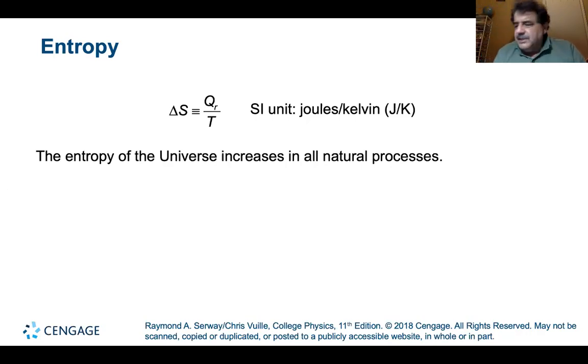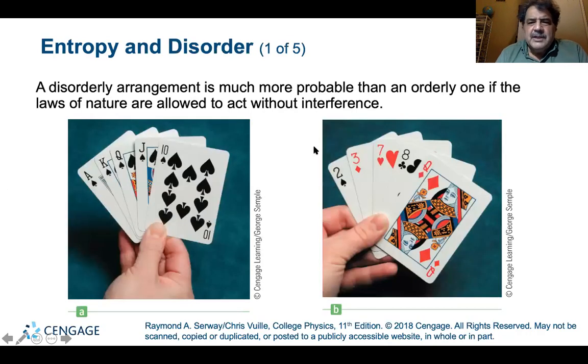So QR is the energy absorbed or expelled during a reversible constant temperature process between two equilibrium states. Here's another way of looking at it: order and disorder. A disorderly arrangement is much more probable than an orderly one in the laws of nature, if the laws of nature are allowed to act without interference. These are random, these are very ordered.